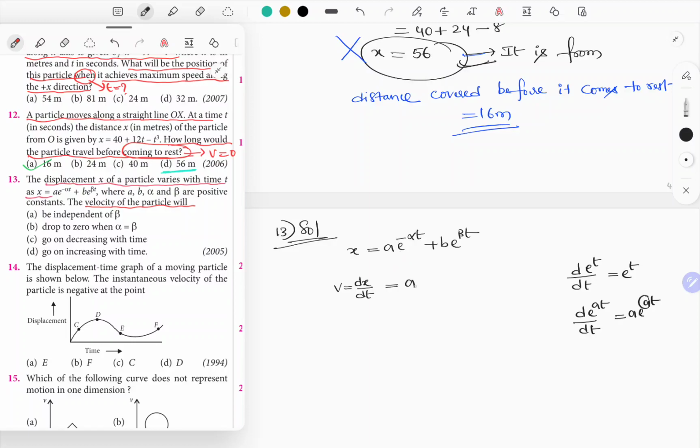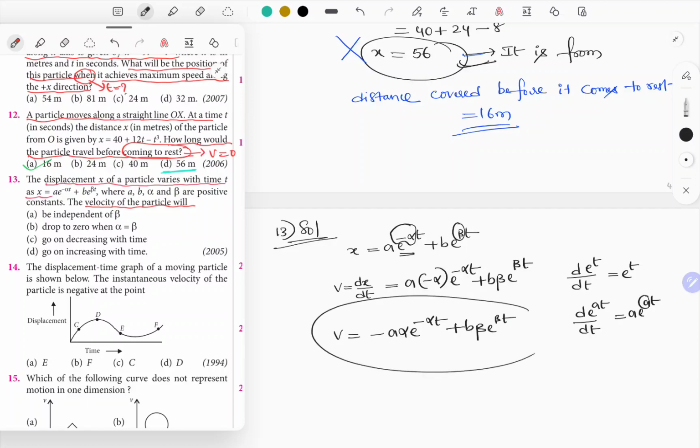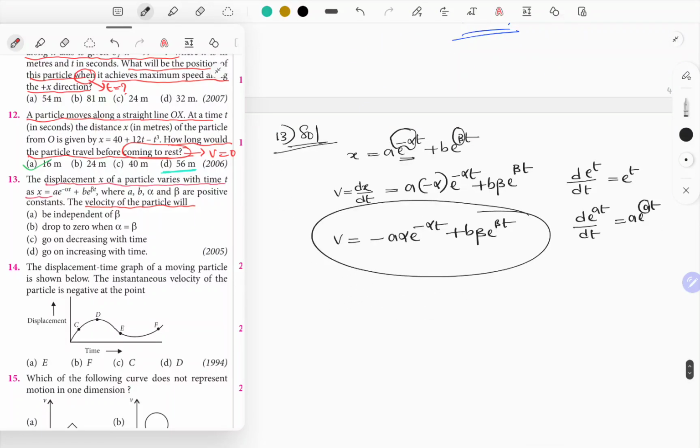Now here, for a e power minus alpha t, the differentiation is: whatever the coefficient we have comes as a multiplier, that is minus alpha e power minus alpha t again. Next, plus b, coefficient beta, e power beta t. So this is the actual answer: v is equal to minus a alpha e power minus alpha t plus b beta e power beta t. Now look at the options they have given. Let me explain one by one.